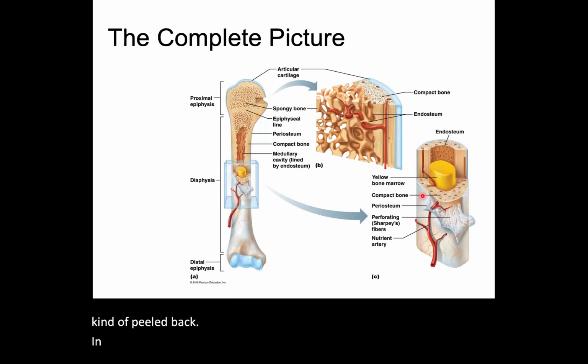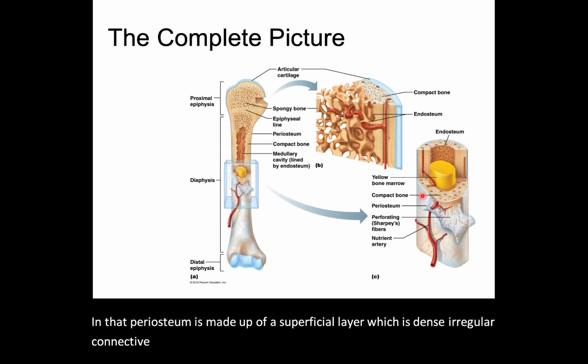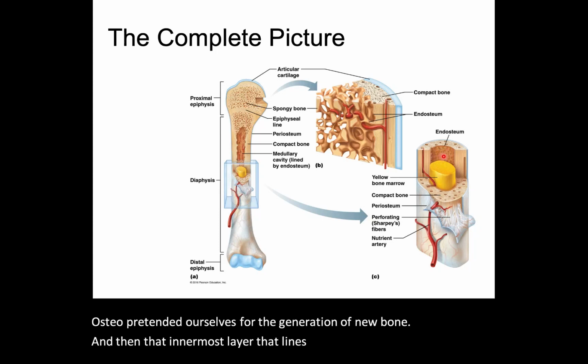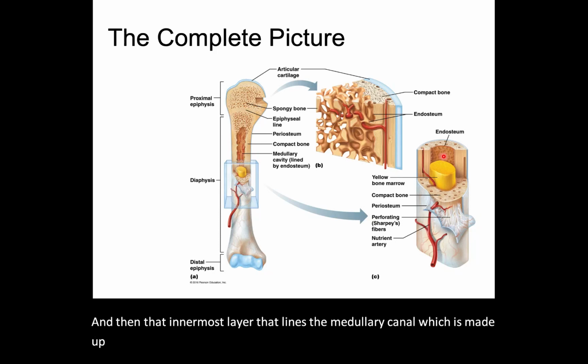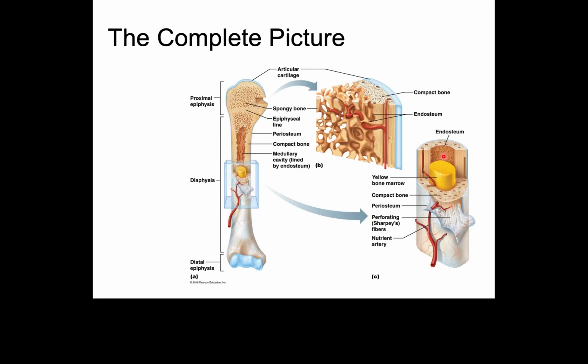And that periosteum is made up of a superficial layer, which is dense, irregular connective tissue, as well as a deeper layer that is made up of osteoprogenitor cells for the generation of new bone, and then that innermost layer that lines the medullary canal, which is made up of spongy bone or trabecular bone. Again, that's lacking that layer of connective tissue, but it does have osteoprogenitor cells that allow for the formation of new bone.